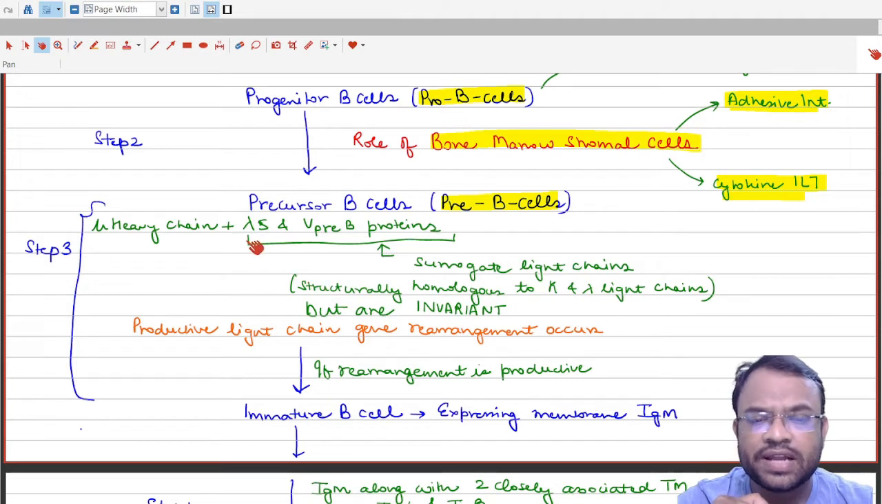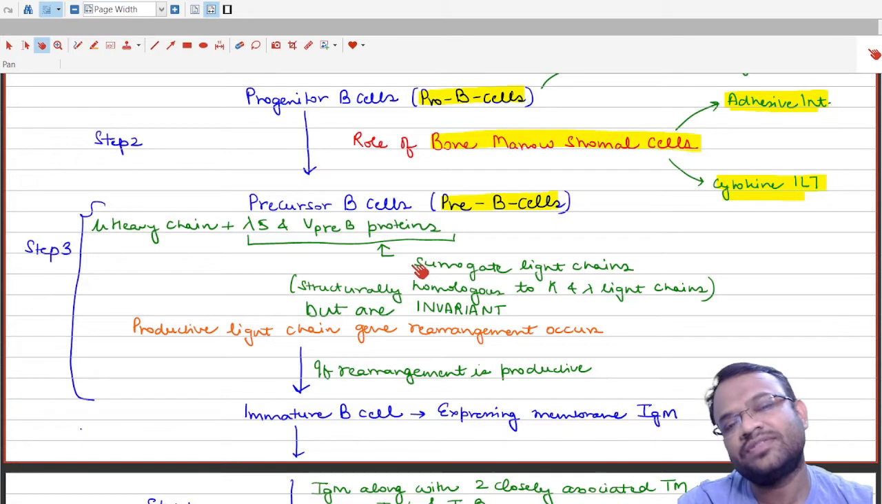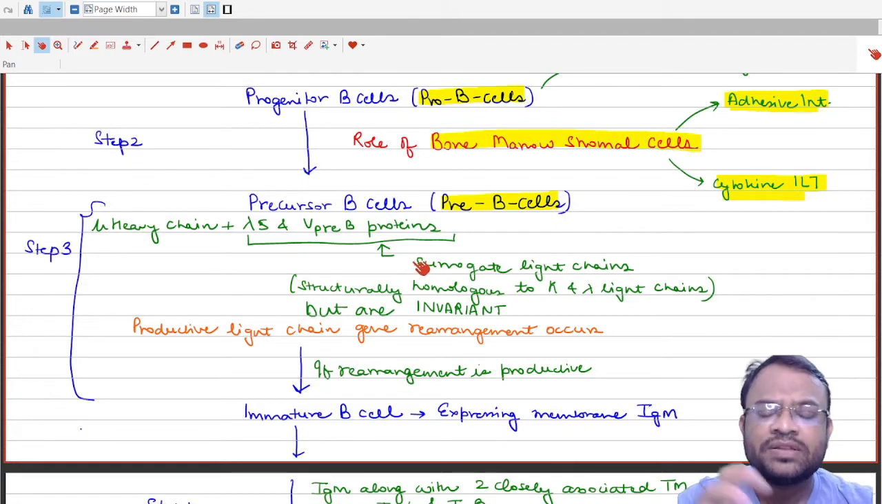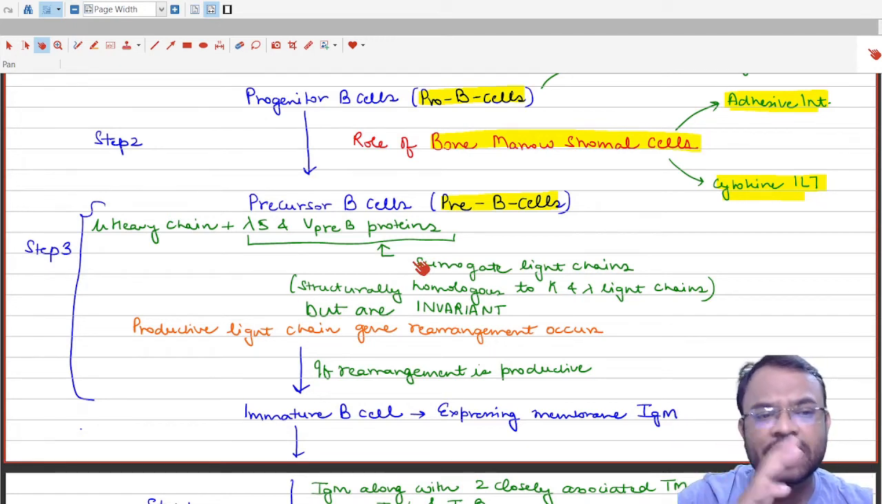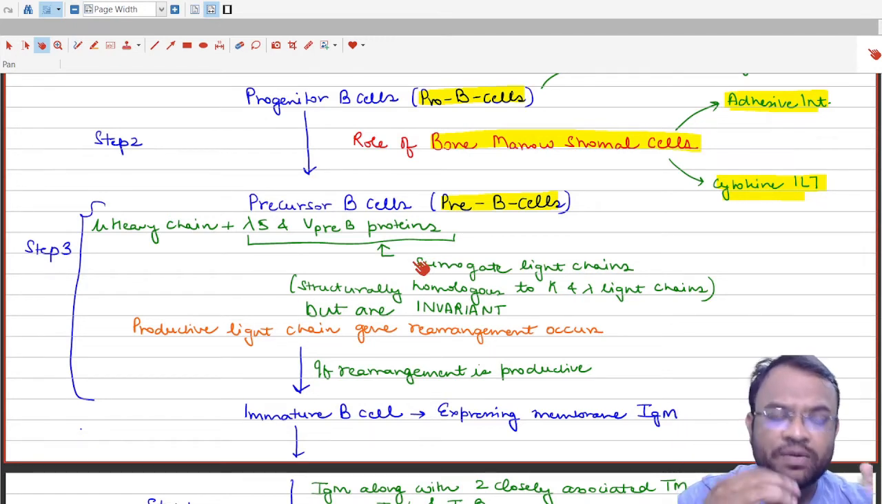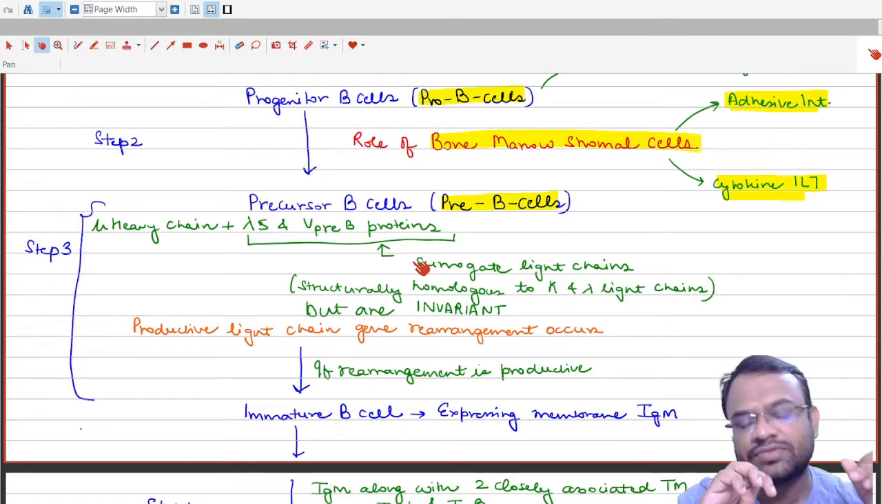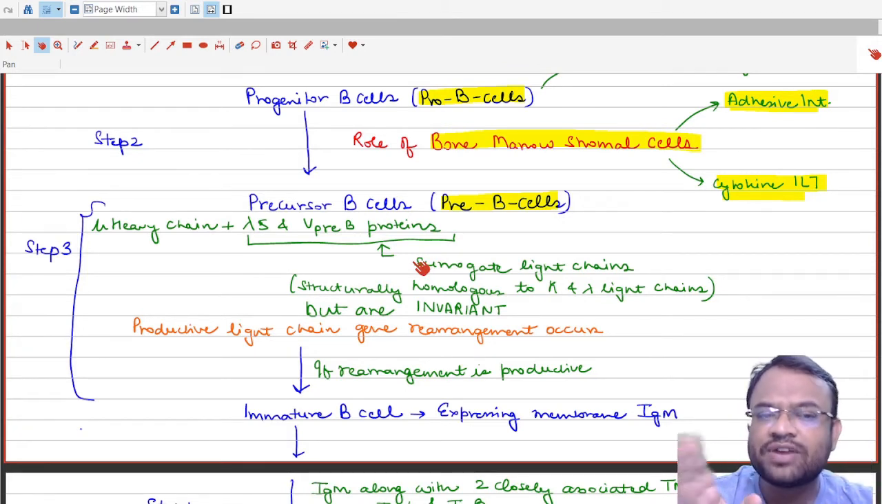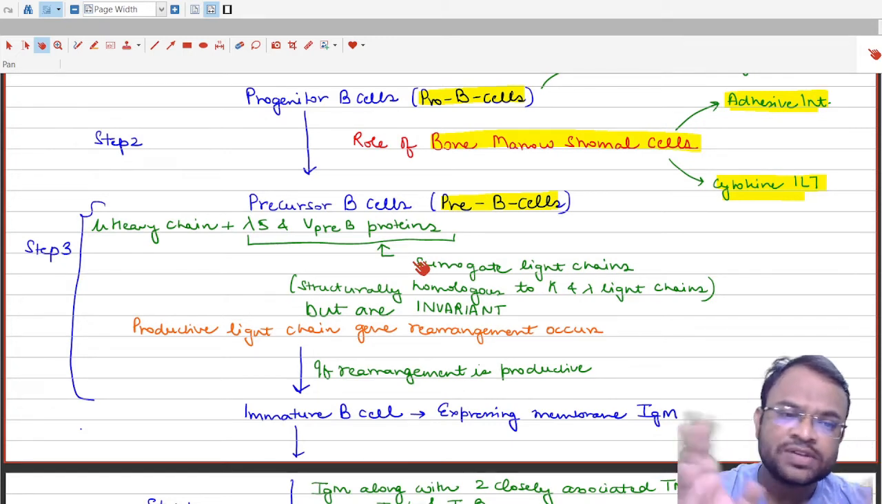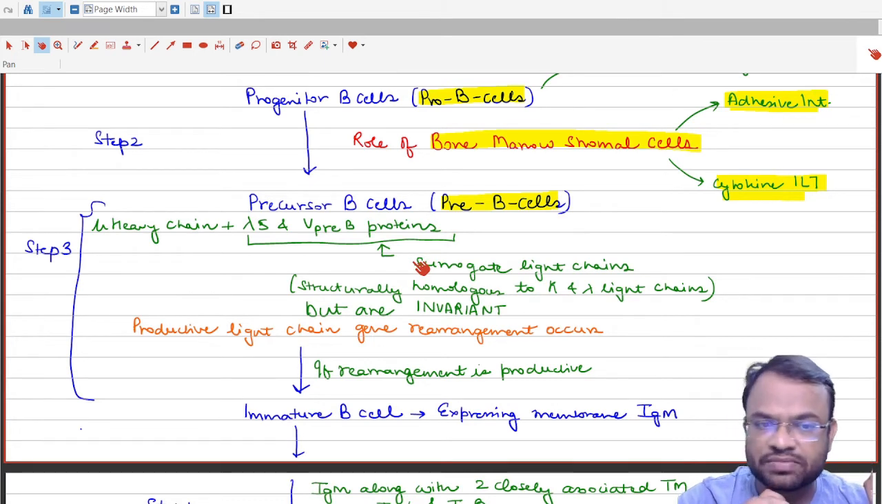Now what are these? Lambda 5 and VPRE-B proteins are surrogate light chains. What does surrogate light chain mean? These are structurally the same as the kappa and the lambda light chains. You would know that when we are talking about the light chains, there are two types of light chains, kappa chain and the lambda chain. But before reaching the kappa and the lambda chain, what we have is lambda 5 and VPRE-B proteins. These are surrogate light chains because they are structurally similar to the kappa and the lambda light chains.